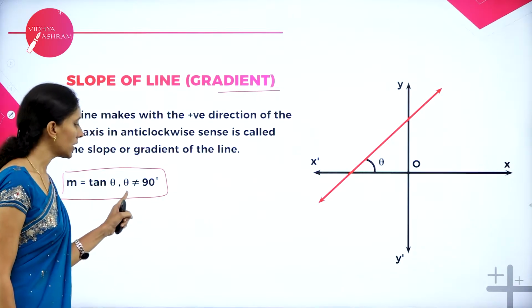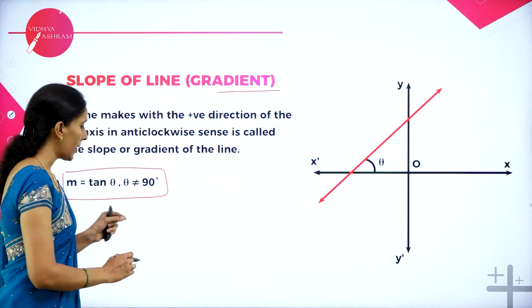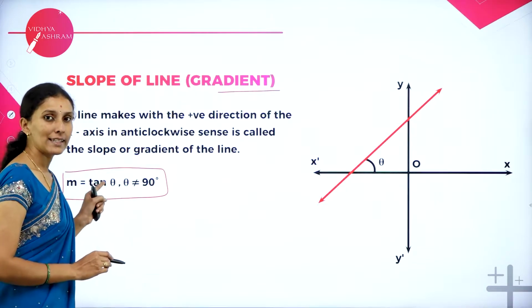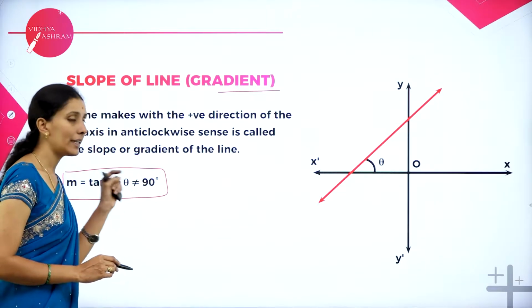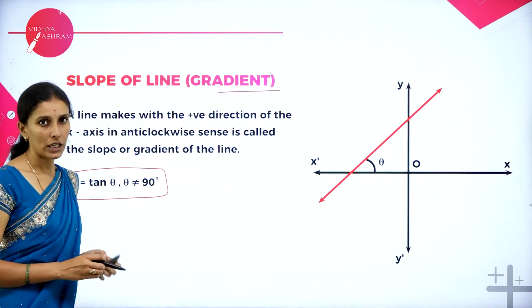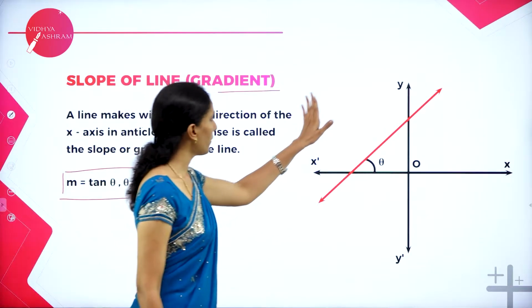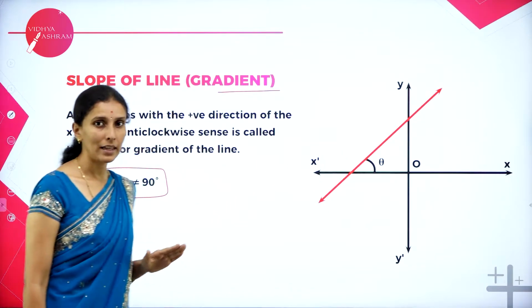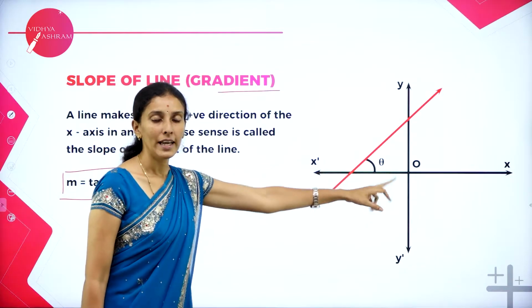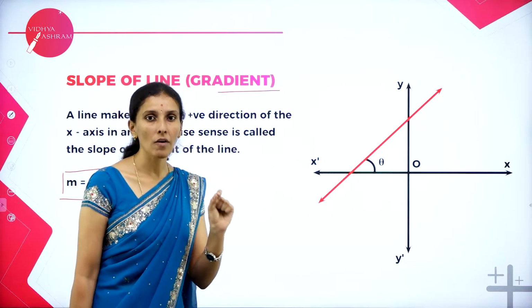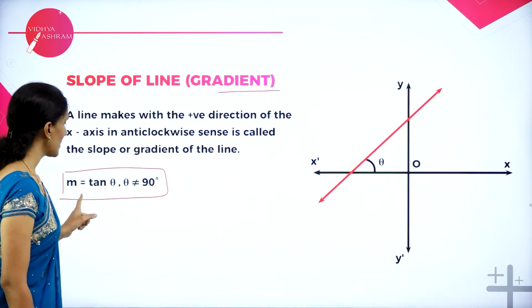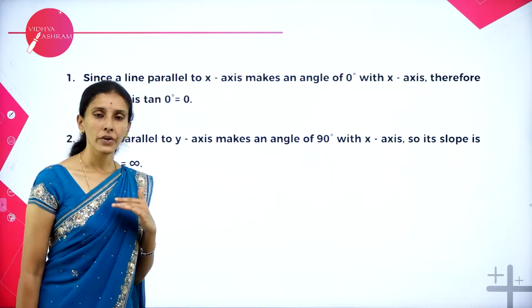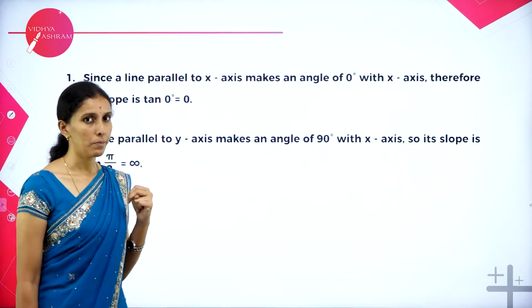Why have we taken theta not equal to 90 degrees? Because the tan function is undefined when theta takes the value 90 degrees. Therefore, the slope of any given line is nothing but its inclination to the x-axis, and it is found using the formula m is equal to tan theta. Here you have to note two important points.